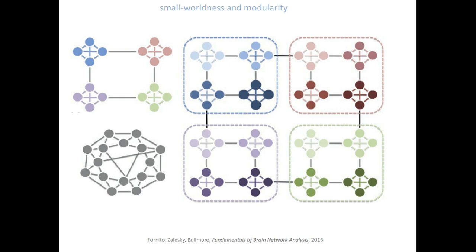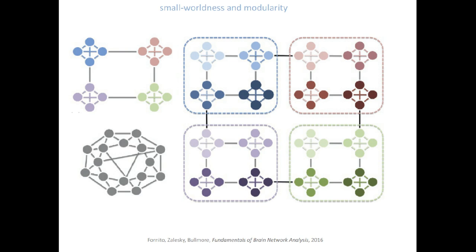I touched briefly on that in lecture one. Modular organization is potentially a substrate for allowing brain systems to be functionally specialized and segregated to some degree. This is a simple example of what a modular network might look like, right? You've got subsets of nodes, four here, four here. They're all densely connected with each other, but sparsely connected between modules. This is a very modular network.